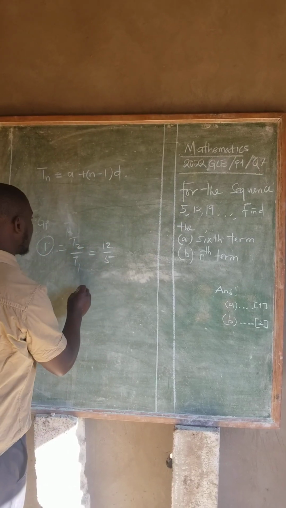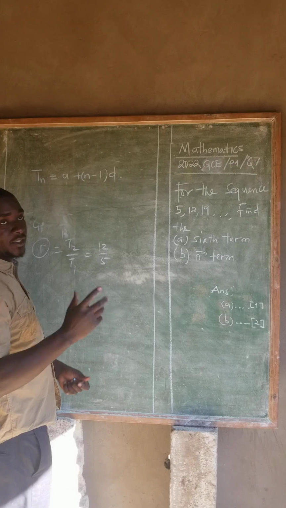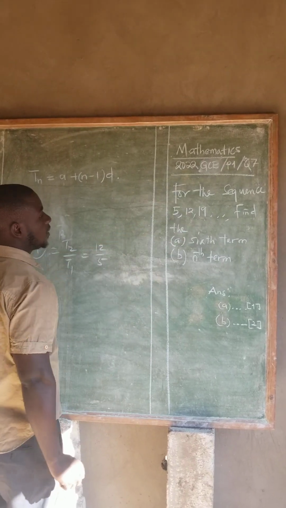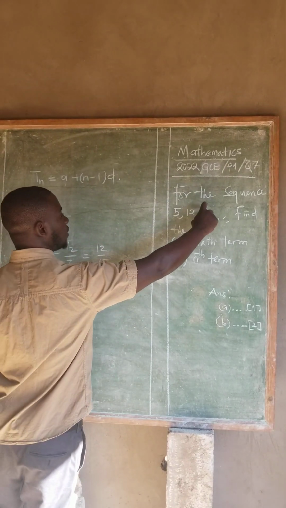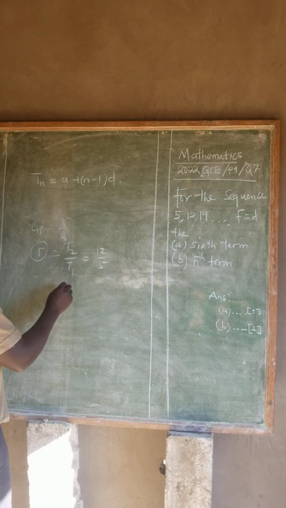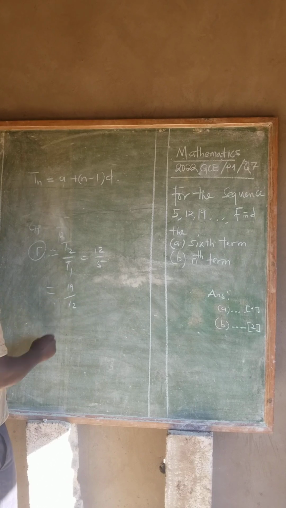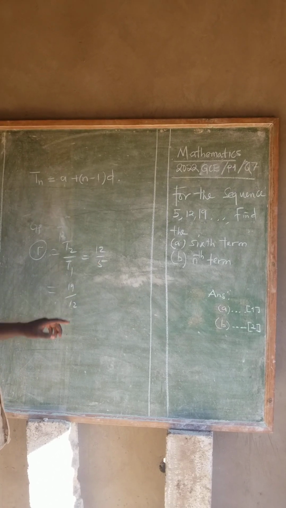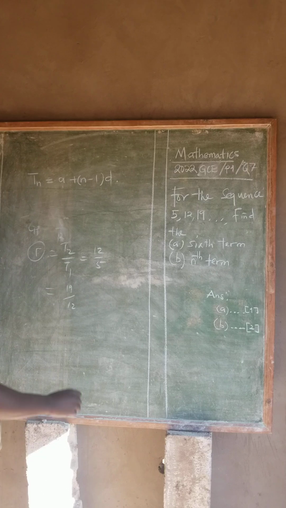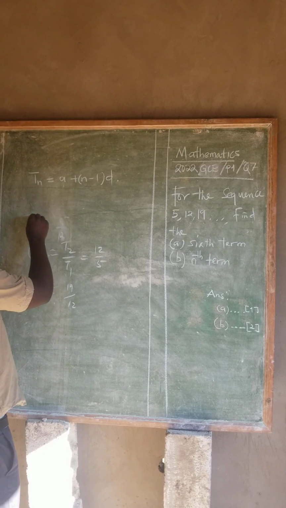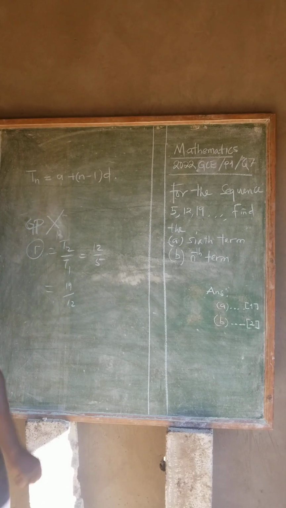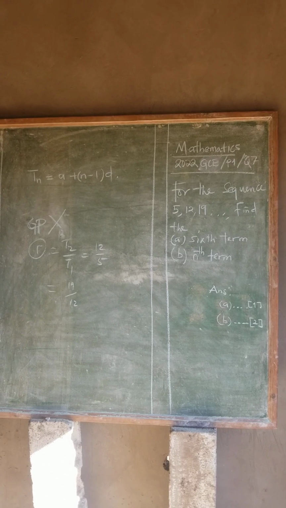Then our second pick will be 19 and 12, so that is going to be 19 over 12. You agree with me that this one and this one are not the same. So this is not a GP. GP, no. We test for AP.